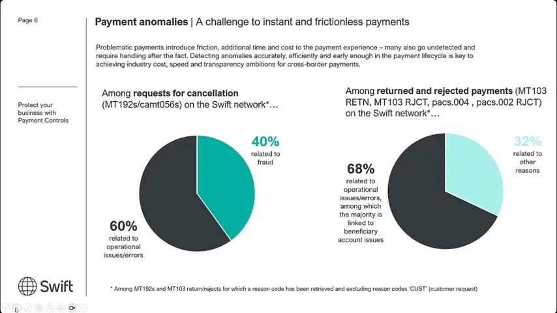So the next three slides essentially help to illustrate the consequences of these trends. And what you can see here is a view from Swift traffic, where we're able to look at cancellation requests or returned or rejected payments, and we can see some clear patterns from these. So if you look at the left-hand side, among the requests for cancellation, you can see 60% of those are related to operational issues and errors. And very close behind is 40% related to fraud. Again, this is really key. And when we're looking at why this happens, it's essentially due to fraud growing across the globe.